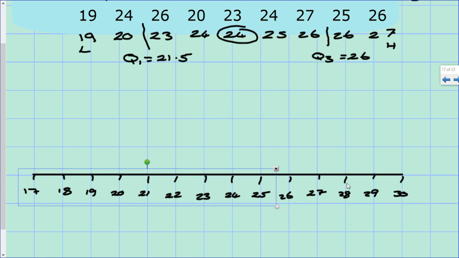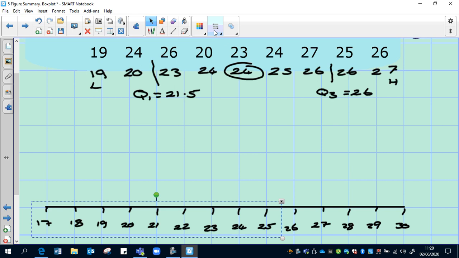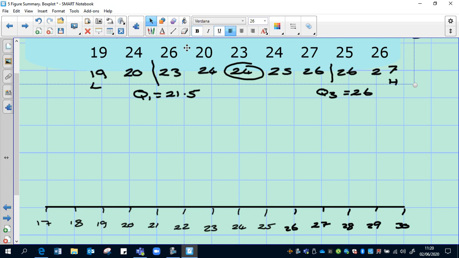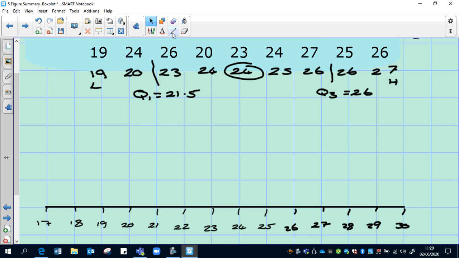Lovely. So as I say, I'm going to come at this so that I can use my straight line ruler. Here we go. That will be fine. Is it working? No. There we go. So our lowest one is 19. So I'm going to put a line at 19.